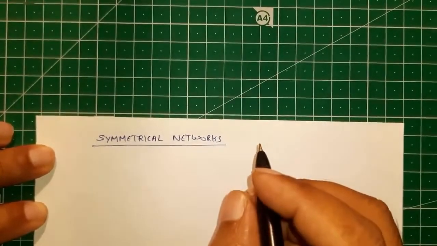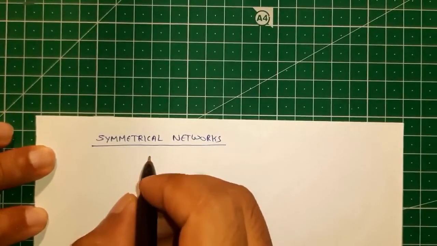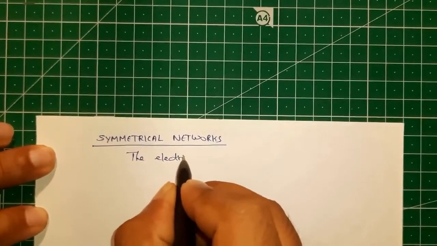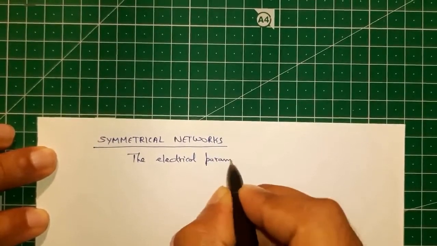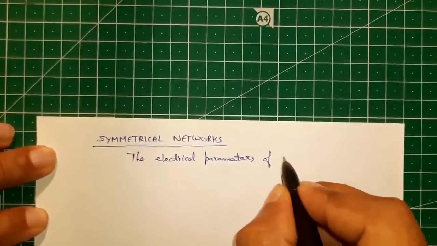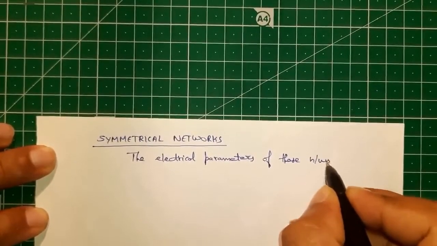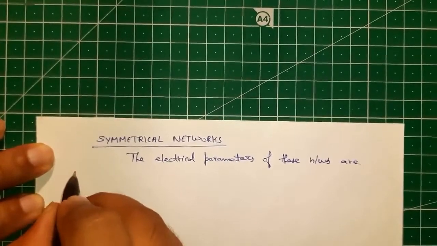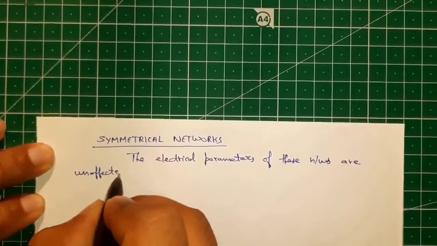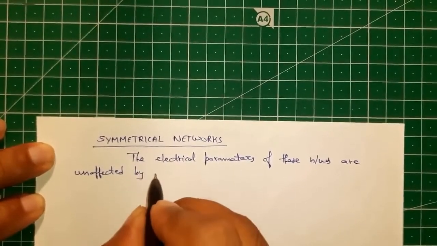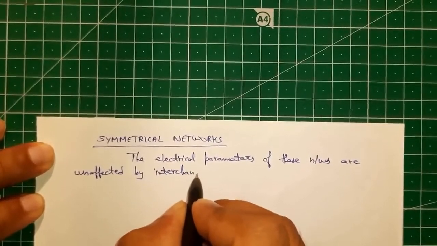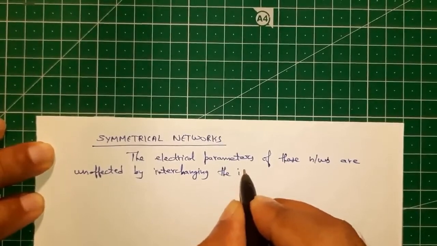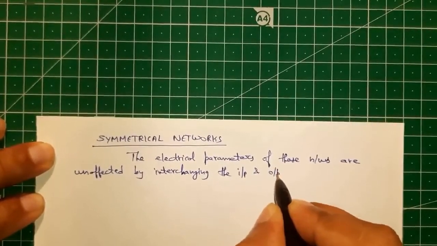So how can we define a symmetrical network? For a network to be symmetrical, the condition is that the electrical parameters of these networks are unaffected by interchanging the input and output terminals.